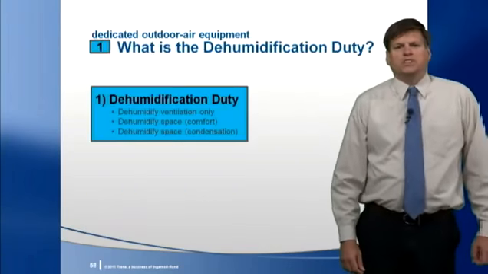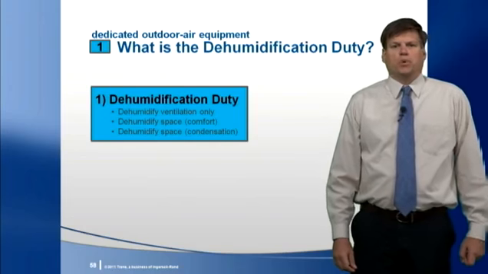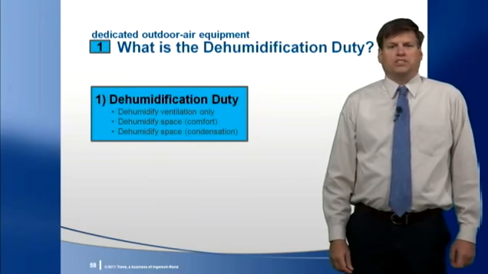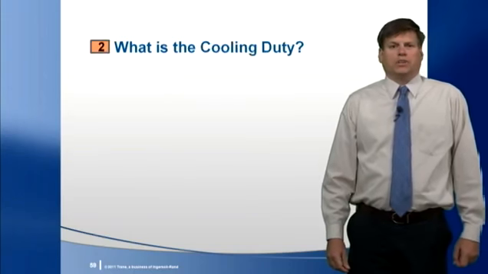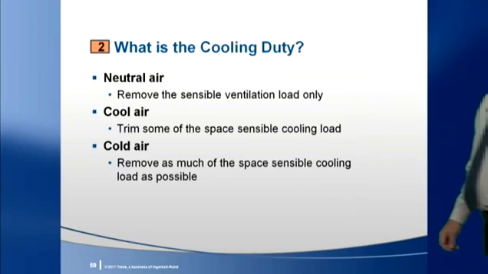This defines the first piece of the puzzle to help determine the type of equipment required. What is the dehumidification duty? The next building block or goal that needs to be defined is, what is the cooling duty of the dedicated outdoor air unit? Should it deliver neutral temperature air, removing only the ventilation load and providing no space cooling? Or should it deliver the air cool to remove some of the space sensible cooling load? Or should it deliver cold air and remove as much of the space load as possible?